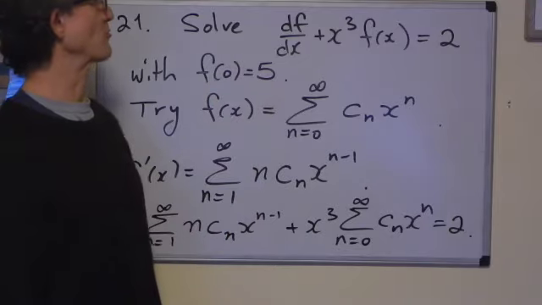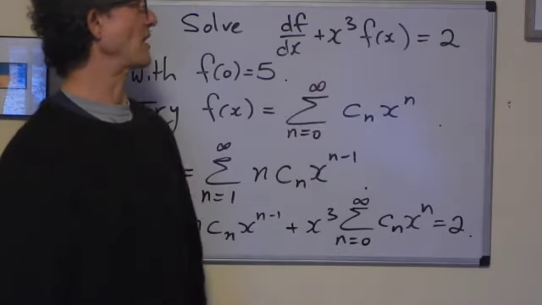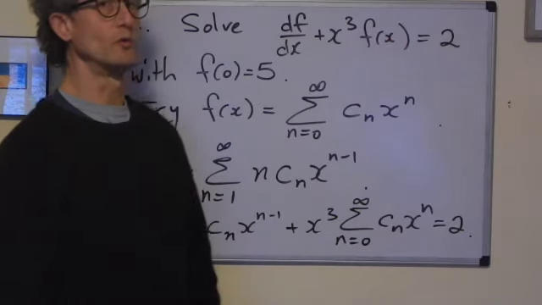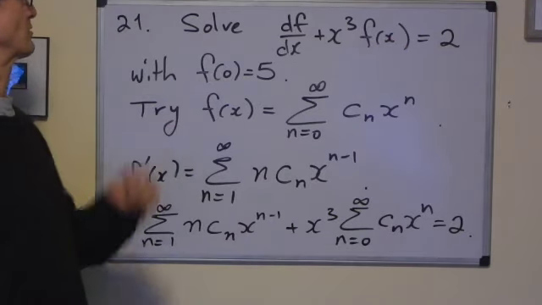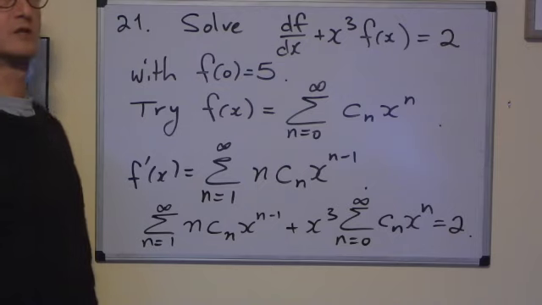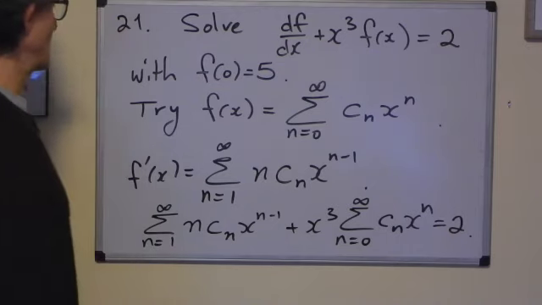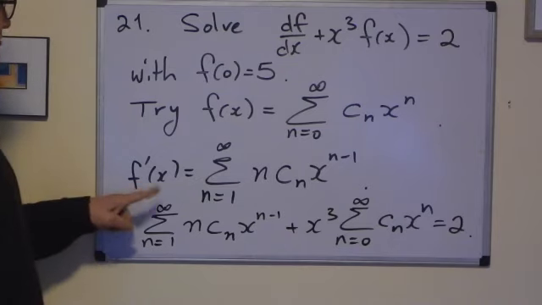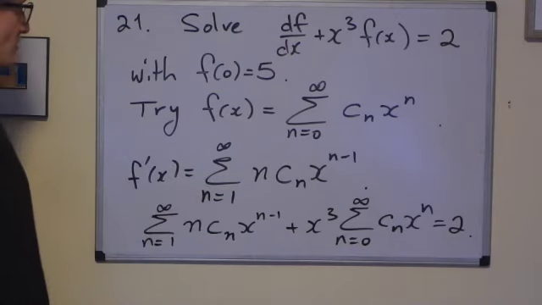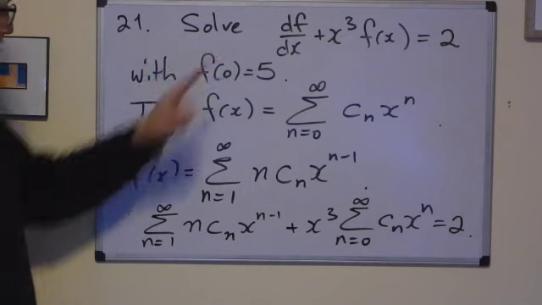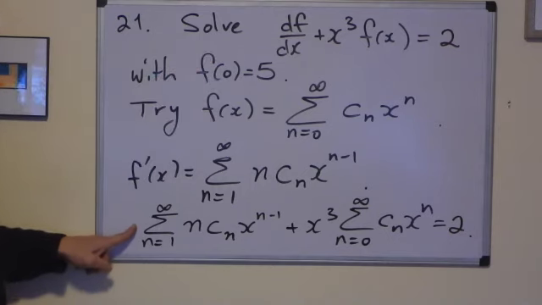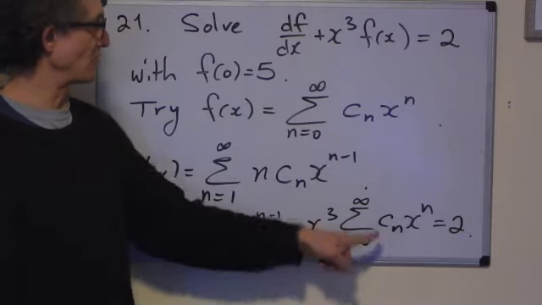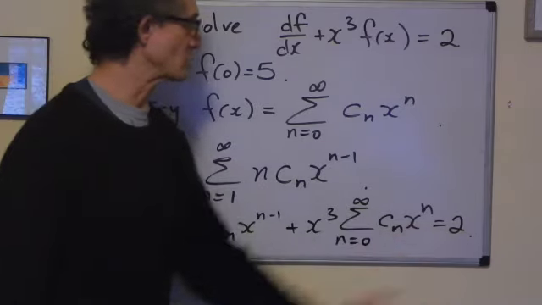So this is the equation. The derivative of f with respect to x plus x cubed times f is equal to 2. And when x is 0, we want the function to be 5. Okay, great. So we're going to try a series solution. The derivative again gives us another series. And so the original equation says that the series we get from the derivative plus x cubed times the series that we have for the function is equal to 2.